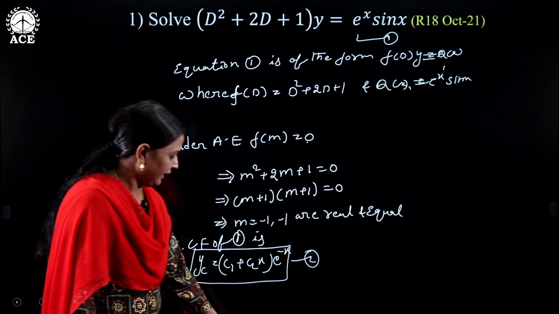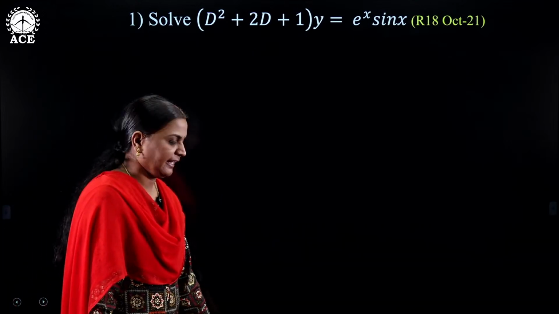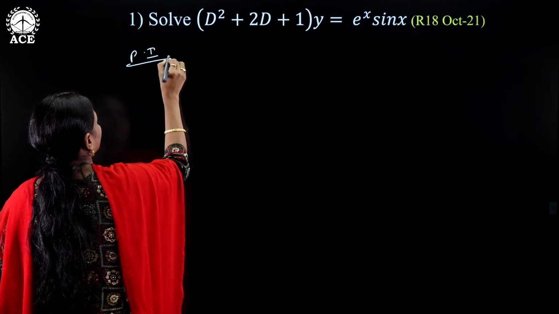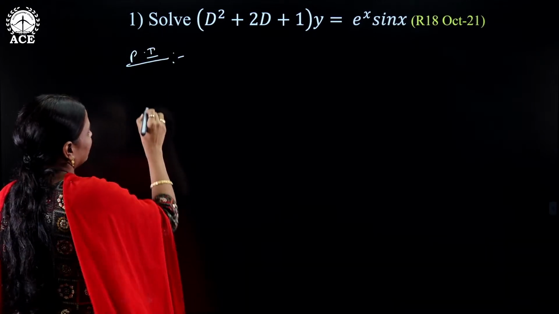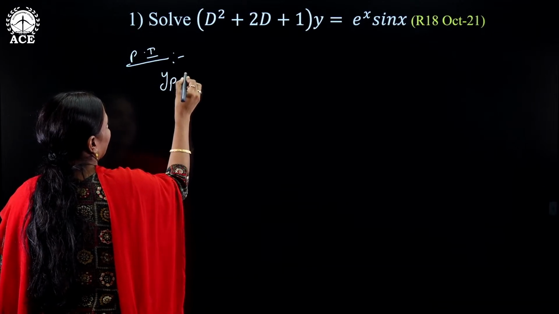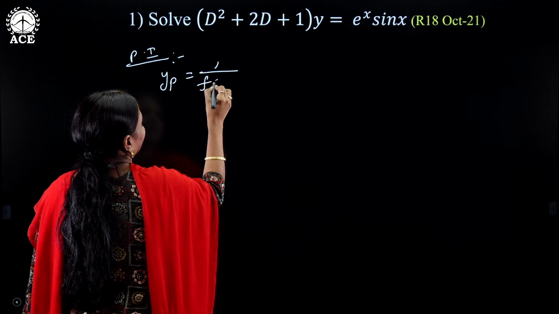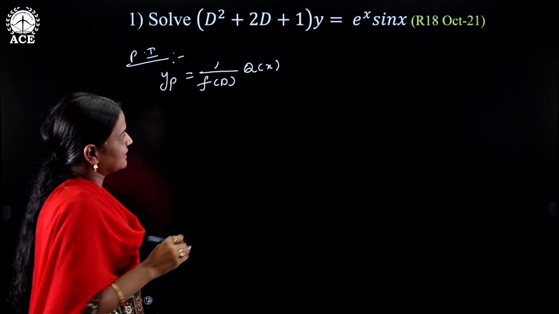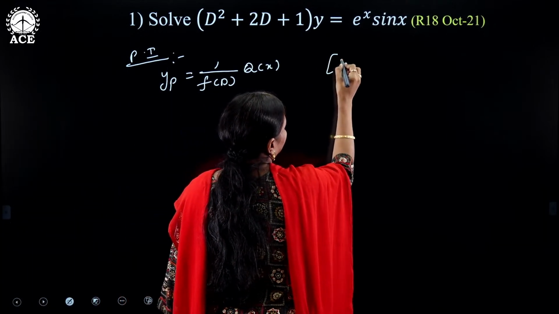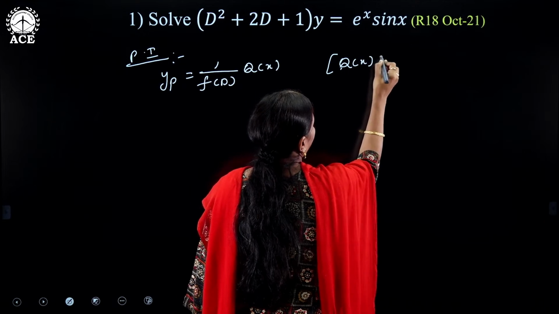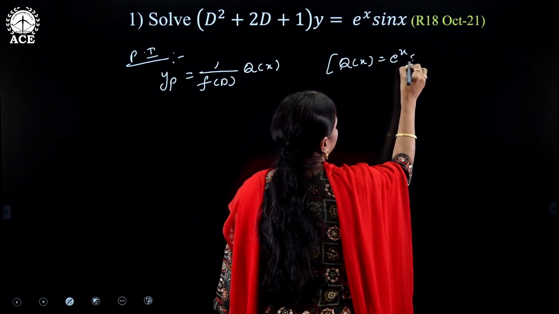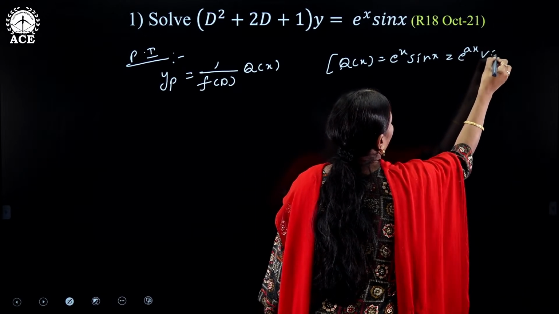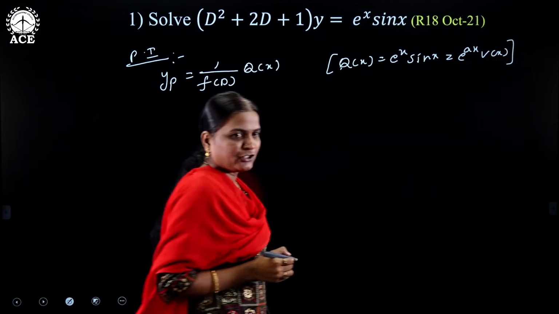Complementary function completed. Next, how to find the particular integral? The next heading is particular integral. First write the definition of the particular integral: yp is equal to 1 by f of D into Q of x, where Q of x here is e power x into sin x. e power x into sin x is of the form e power ax into V of x.